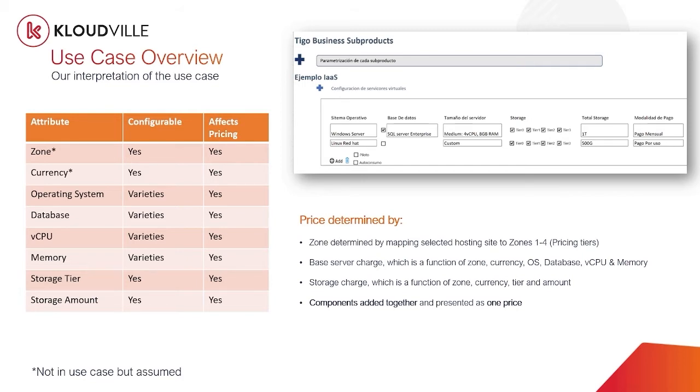Currency, self-evident. And then we've got the operating system, the database, the number of CPUs, and the memory. So six parameters go into the determination of the server price, which is one component of the total price. Then we're going to calculate the storage price based on the tier and the amount, add them together, and generate a single charge.